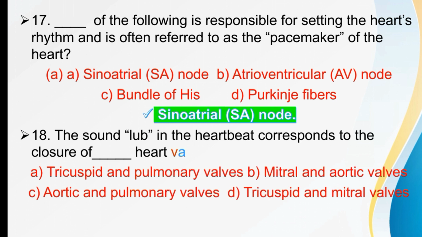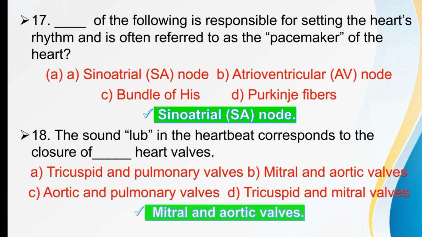The sound lub in the heartbeat corresponds to the closure of dash heart valves: tricuspid and pulmonary valves, mitral and aortic valves, aortic and pulmonary valves, or tricuspid and mitral valves. So the sound lub in the heartbeat corresponds to the closure of the mitral and aortic valves.